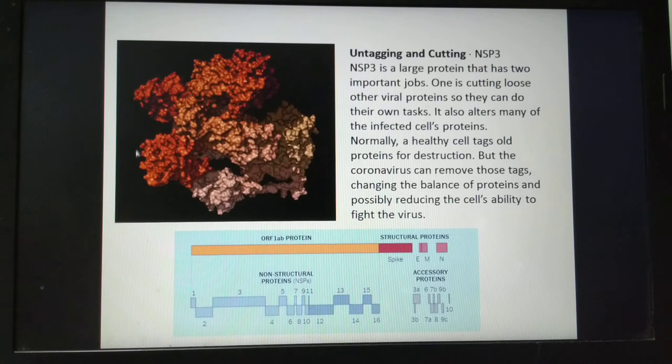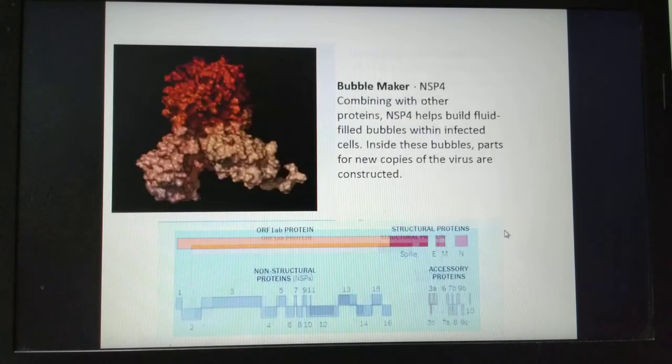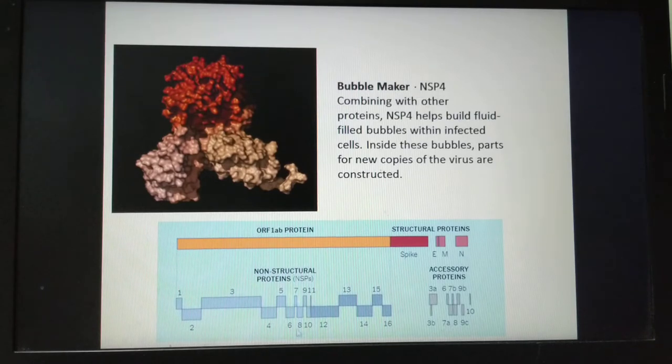The structures you can see are actually molecular simulations. There are lots of protein modeling software packages that take into account the structure of each of those amino acids, put them together, and find out what they look like. So this is what they should look like, as a computer prediction. Okay, let's go to the fourth protein, NSP4, which is the bubble maker. This bubble maker protein combines with some other proteins and makes bubbles. Inside those bubbles, new copies of this virus are made.